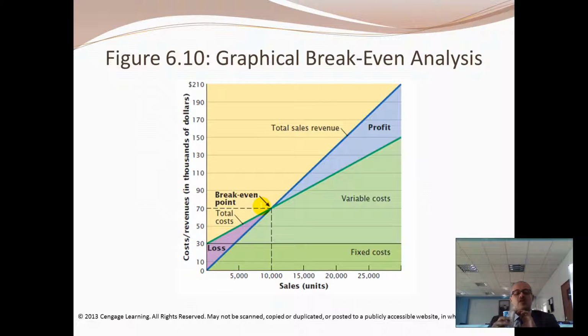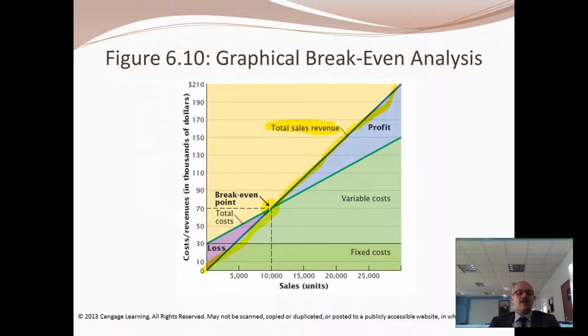Okay? So if I sell 0 units, I look here at my total sales revenue. This graph here, do you see this line? This line represents my sales. If I sell 0, I will get 0 sales, $0 revenue. If I sell 10,000, how many will I get?